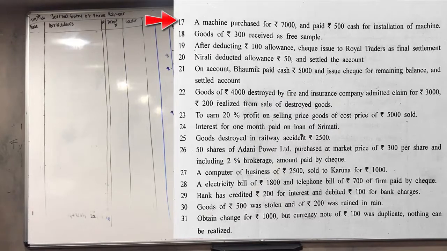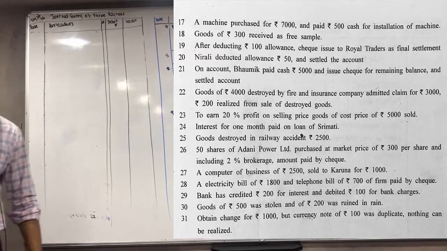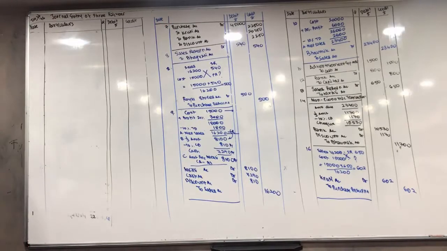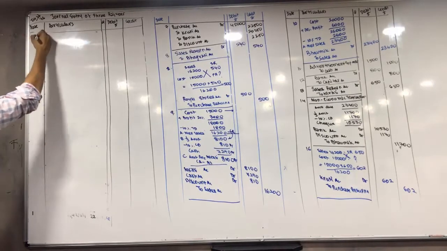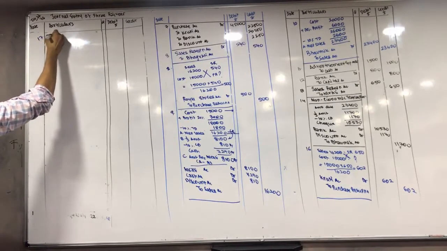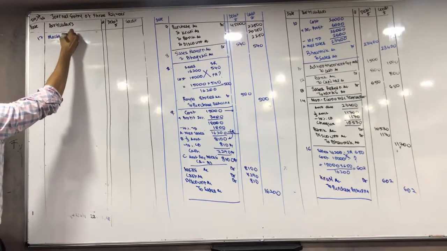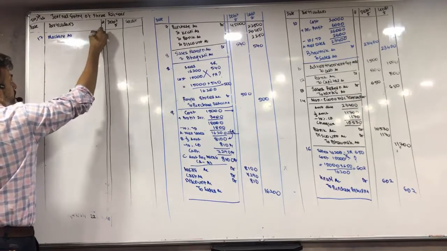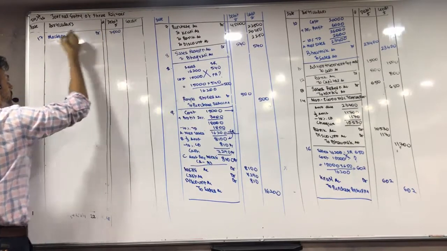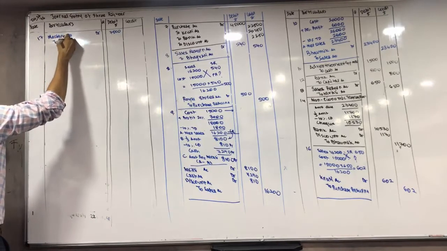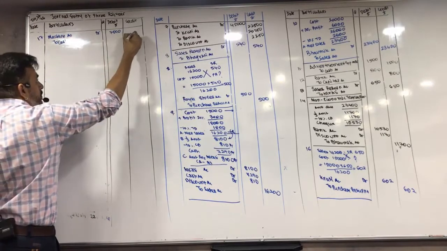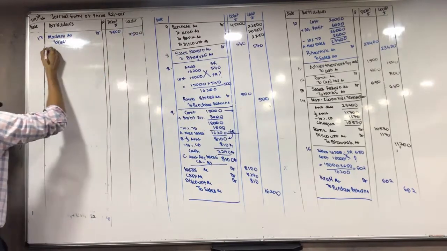A machine purchased for 7,000 and paid 500 cash for installation of the machine. So what's the cost of the machine? 7,500. Machine account debit, machine account debit 7,500 to cash account 7,500.